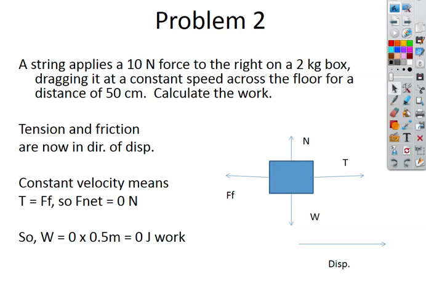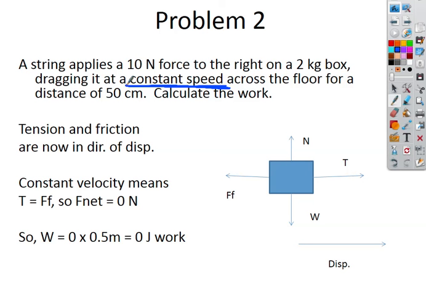Looking at problem number 2. Basically, we're adding friction in now. A string applies a 10 Newton force to the right on a 2 kilogram box, dragging it at a constant speed. If you haven't figured it out, those are 2 very important words to catch on to in AP problems. It's moving at a constant speed across the floor for a distance of 50 centimeters. Calculate the work.